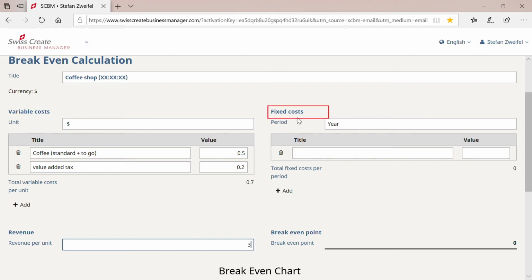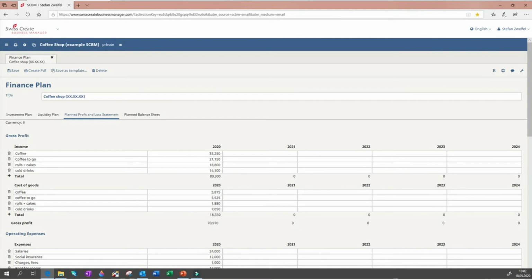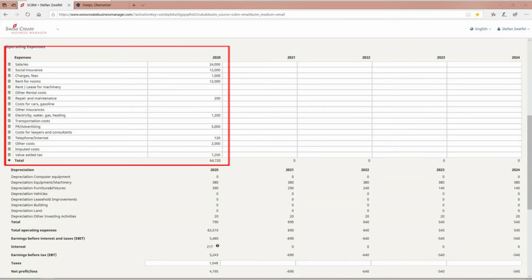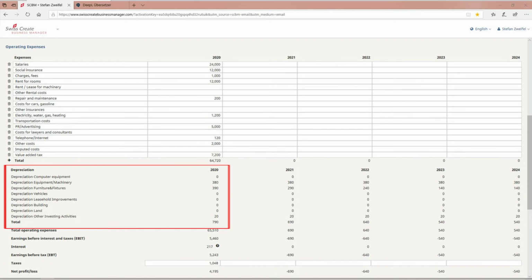Now let's have a look at the fixed costs. If we just produce or sell one product, it's a very easy calculation. Just take all fixed costs. Where will I find these costs? Yes, of course, again in the planned profit and loss statement. Further below, as you can see, here you have all the expenses and also the depreciation. These are also expenses.